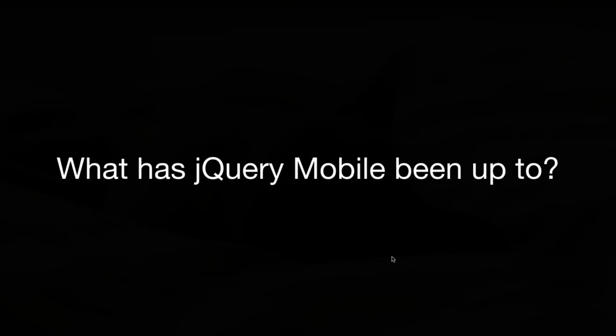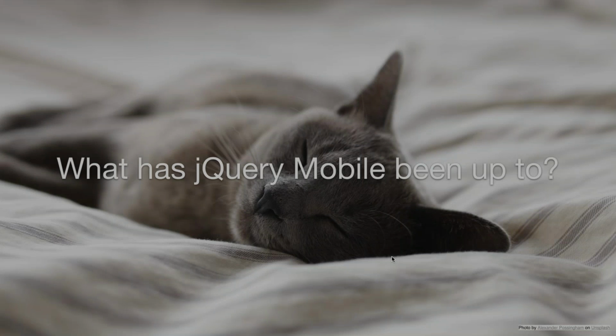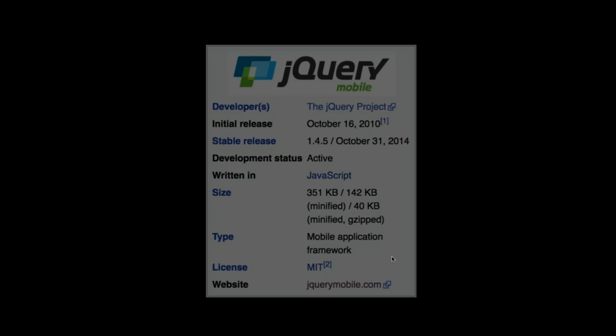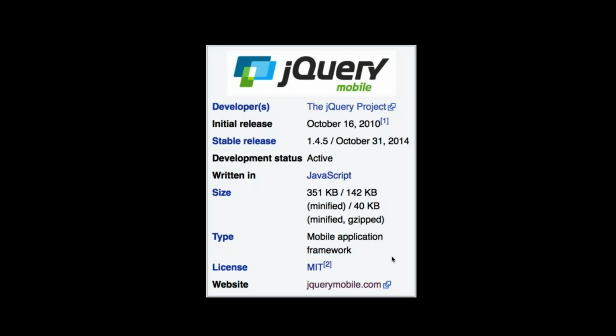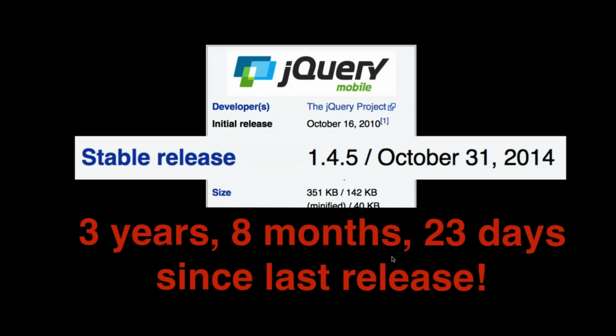But what has jQuery Mobile been up to? Well, it turns out it's been fairly dormant. The last stable release for jQuery Mobile was October 31st, 2014. That is 3 years, 8 months, and 23 days to today since the last release of jQuery Mobile.